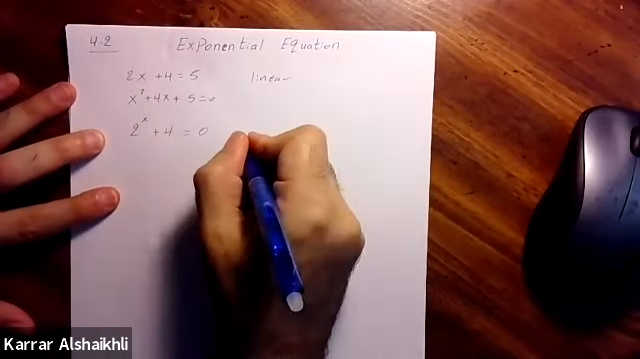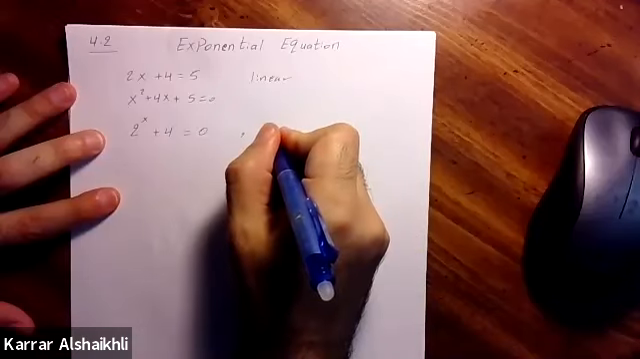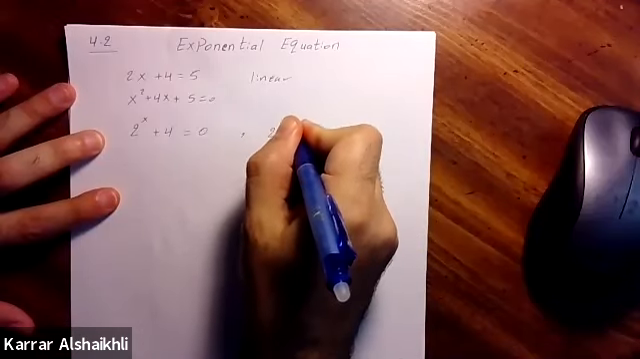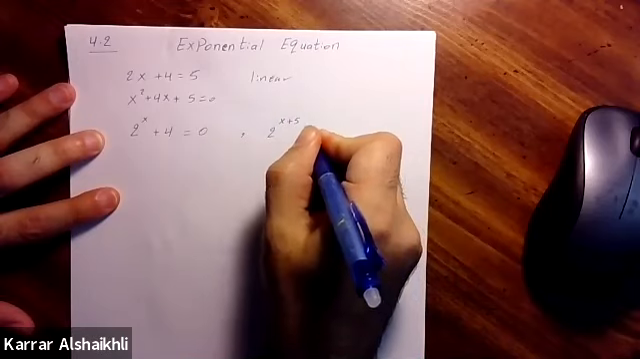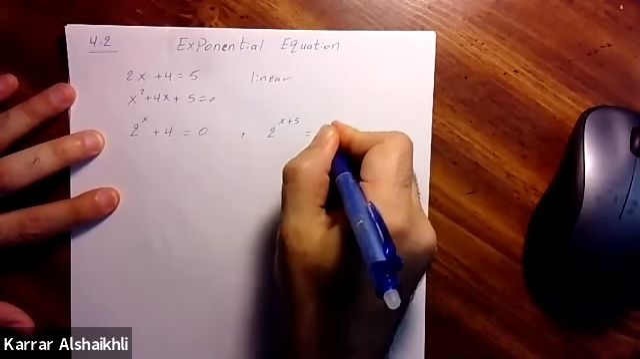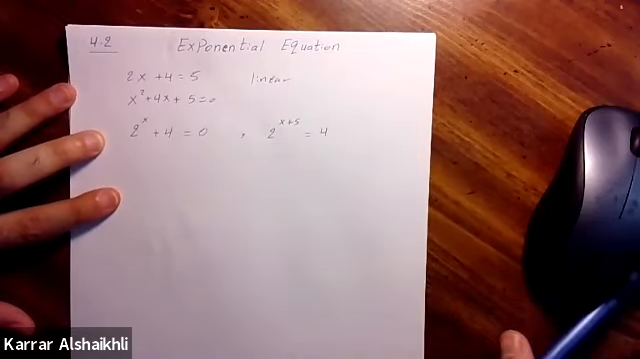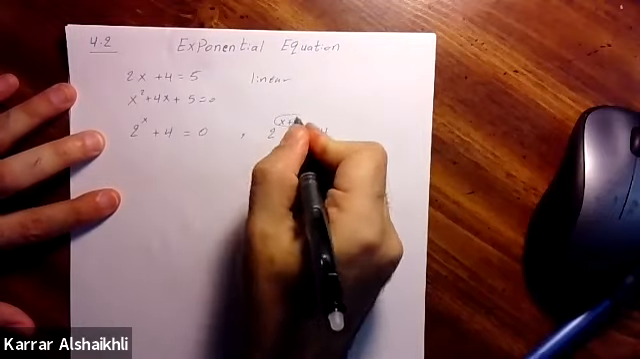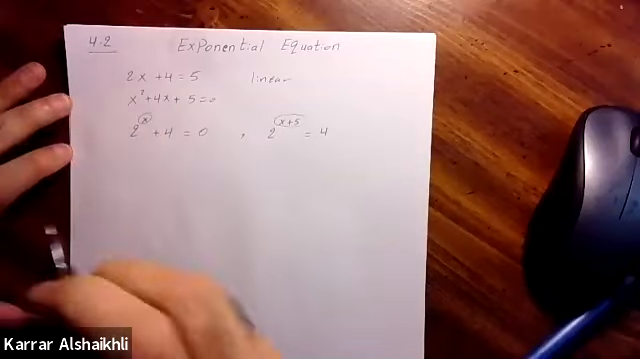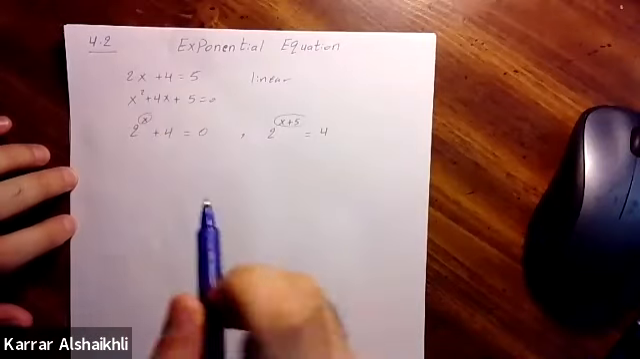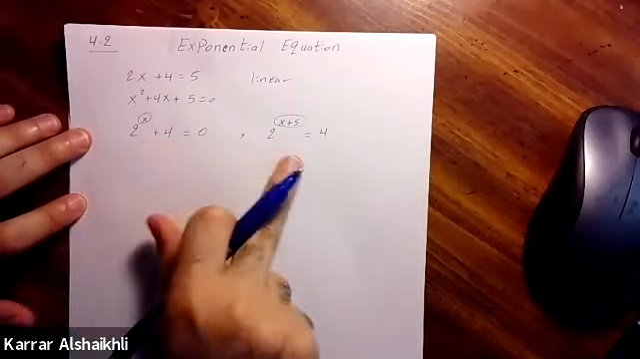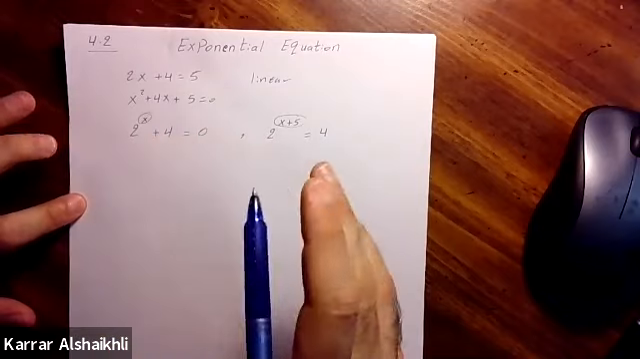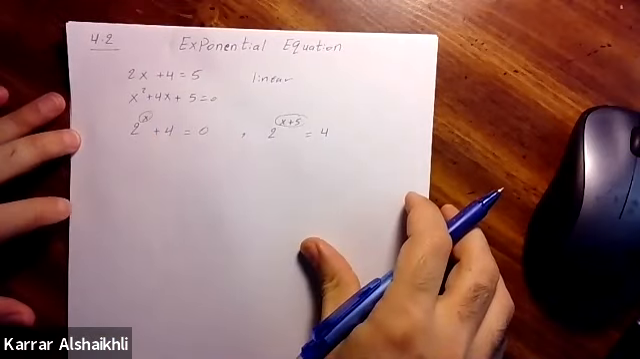Here's another example. If we have 2 to the exponent x plus 5 equals 4, you see, the variable exists in the exponents here. So that's why we're going to call this exponential equations. These two examples show how exponential equations look.